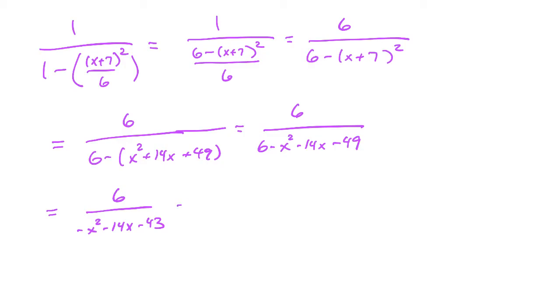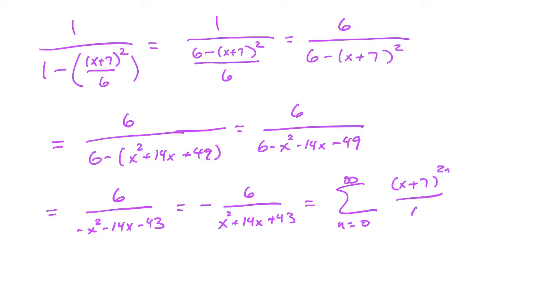Well, if I factor a negative out of the denominator, that's going to give me x squared plus 14x plus 43. And so this gives me the power series expansion for the function, the sum from n equals 0 up to infinity of x plus 7 to the 2n over 6 to the n, for this particular function.